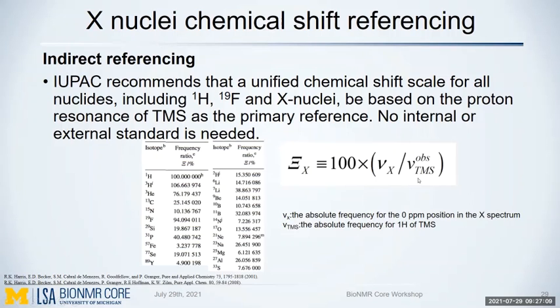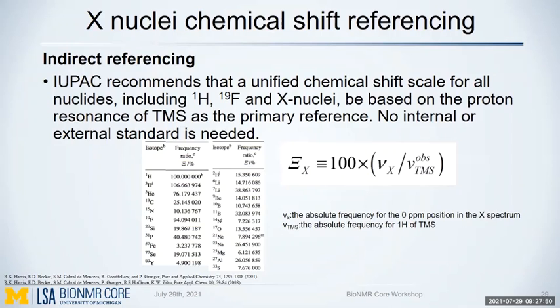So if you run a 1D proton and you get the absolute frequency for the 0 ppm position, the absolute frequency of the proton of TMS, and you can actually get it from different software, then you put this into the equation and you can calculate the absolute frequency for the 0 ppm position in the X spectrum. So this is very convenient, and if you run any kind of X nuclei, you can easily reference that to TMS. The software called MNOVA can actually do this for you automatically.